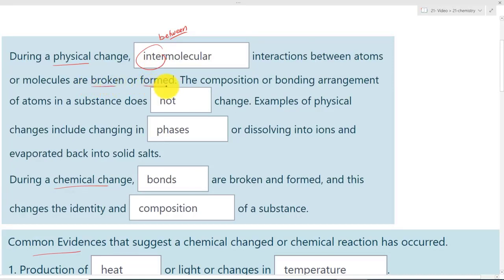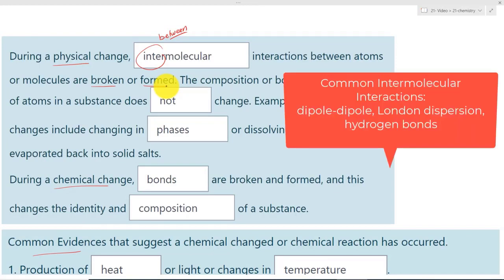We are talking about the hydrogen bond, the London dispersion, and the dipole-dipole interaction. And that is not the same thing as the actual bond holding the atoms together to form molecules. So again, physical change occurs when there is a change in intermolecular attraction or interaction.